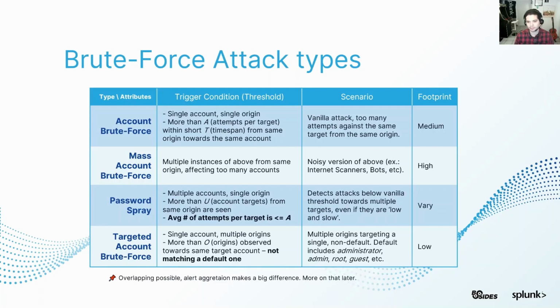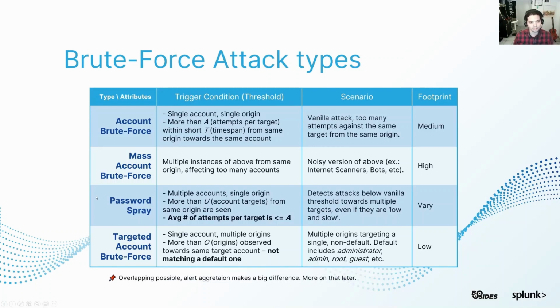So it detects attacks that are below the vanilla thresholds towards multiple targets, even if they are low and slow, right? And the footprint, of course, may vary a lot because the attacker can perform this attack against many multiple accounts, or it can also be done against just a few, right?